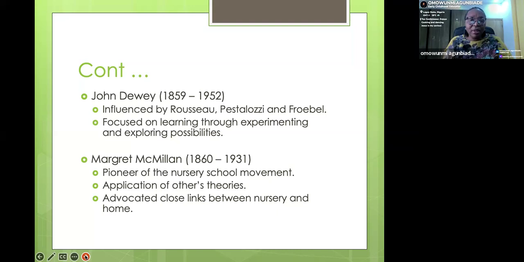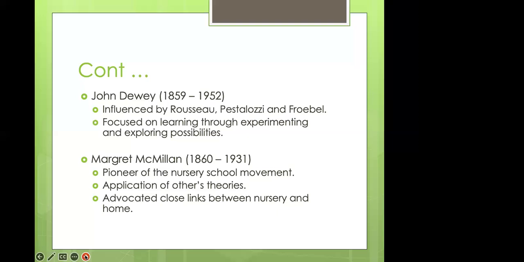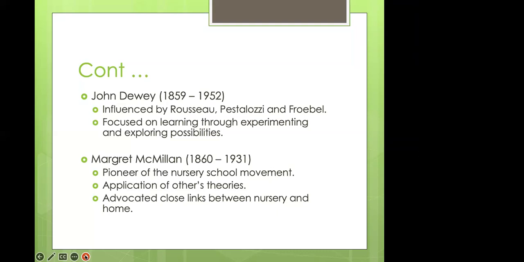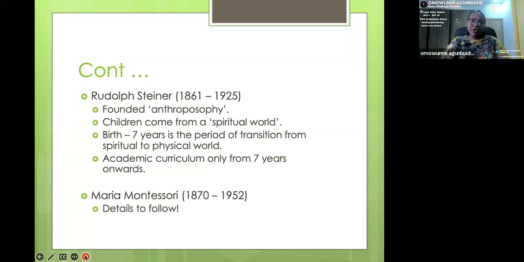So John Dewey focused on learning through experimenting and exploring possibilities. Same with Margaret McMillan. She was a pioneer of the nursery school movement. She advocated close links between nursery and home. Like I said, quite a lot of all these philosophers' principles are related because they are influenced by previous philosophers.